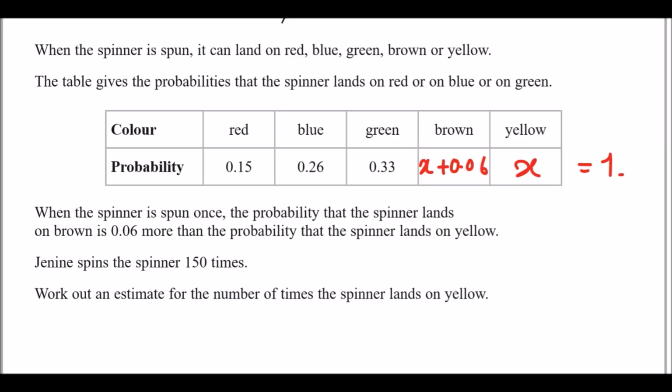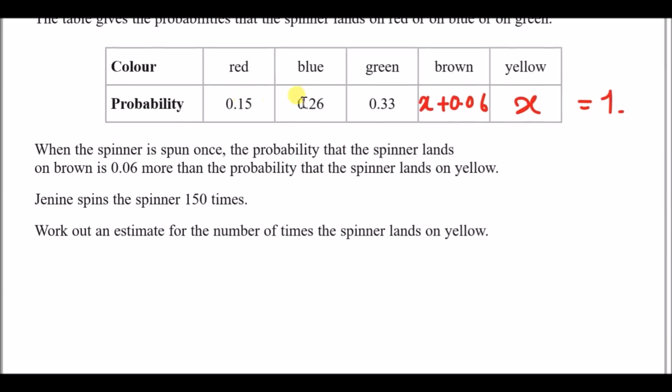So let's go ahead and work out these probabilities, yeah? Let's add all this up. So we can say that 0.15 plus 0.26 plus this plus that equals 1. So just tidying this up, in your calculator, let's add up these numbers: 0.15, 0.26, 0.33, and 0.06. So adding all of them up, you should get 0.80 plus 2x equals 1.